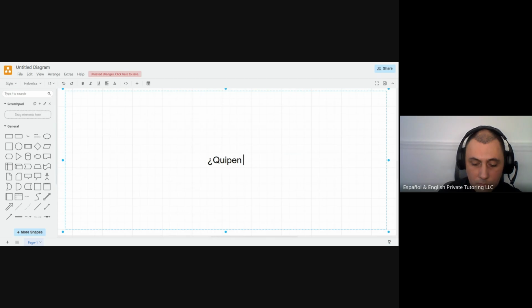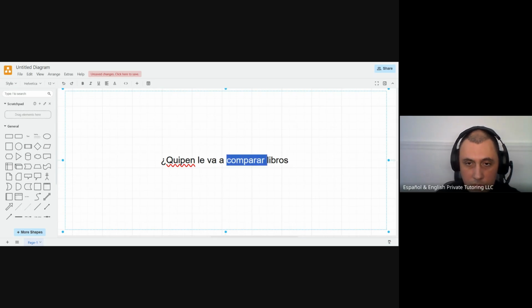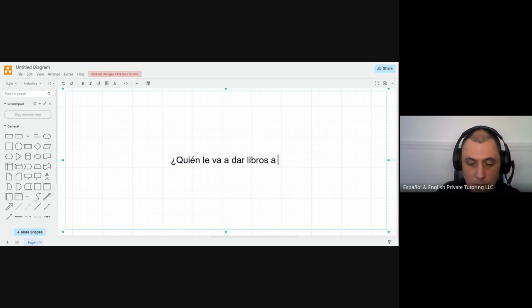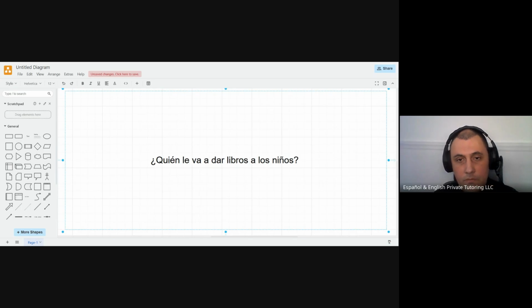¿Quién le va a comprar libros? Oh, who's going to give, sorry. Who's going to give books to the children? Give. ¿Quién le va a dar libros a los niños? In this case, a los niños is an indirect object.